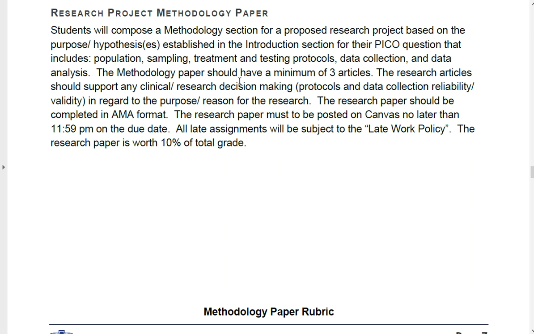Again, you should have some articles that reference what you're doing. Now, I say the methodology paper should have at least 3 articles for things, and it's debatable, really, depending on what you're doing for research. If you're going to do something like a survey, you need to support what survey you're doing with other people's research and why that survey is validated.